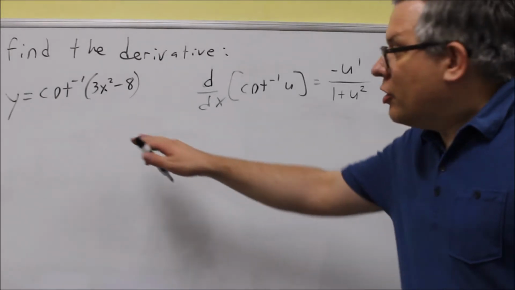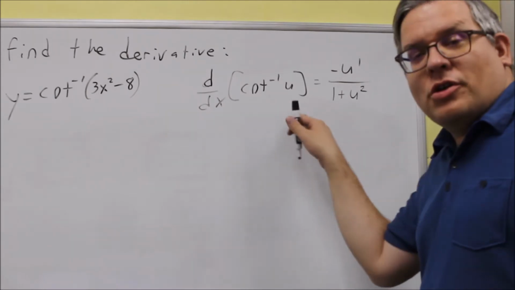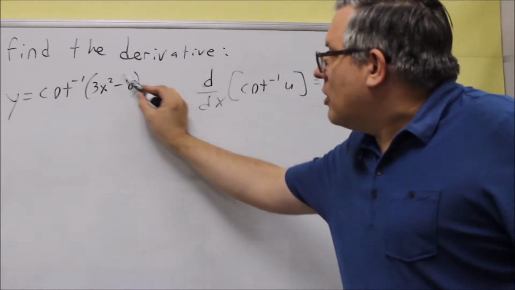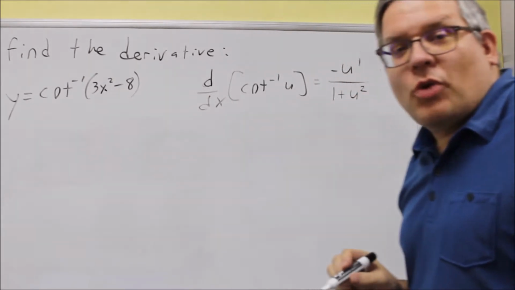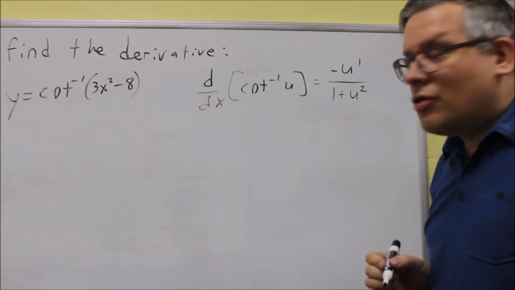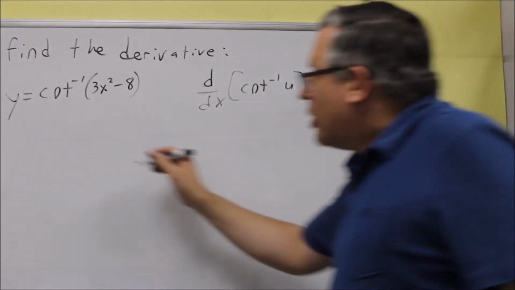So now we want to take the derivative of inverse cotangent. Inverse cotangent has its own derivative formula, which is this one here. The u is everything that you have inside. So when you want to find the derivative for these kinds of problems, all you're doing is plugging everything into the formula. So the u is 3x squared minus 8. So let's start by plugging that in.